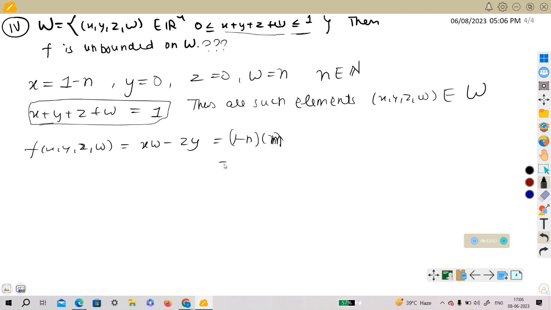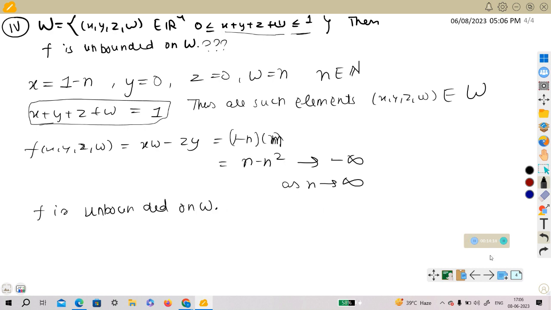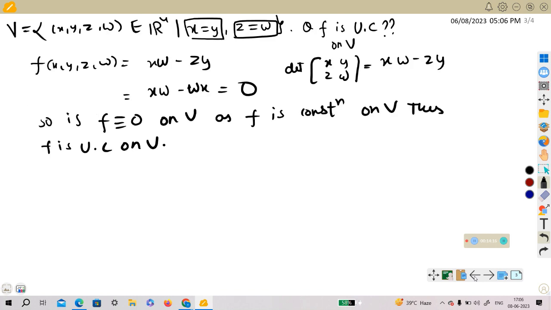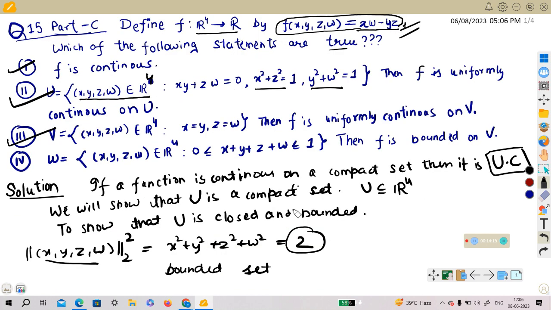This will be equal to n minus n squared, which goes to minus infinity as n tends to infinity. Thus simply we can say that f is unbounded on W. Hence the fourth option is also true. Thus all the parts are true.